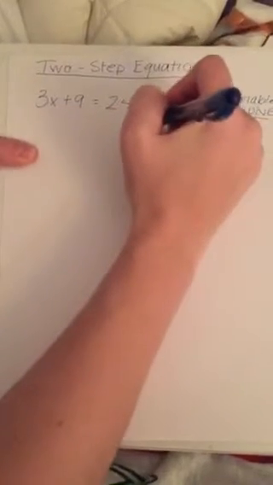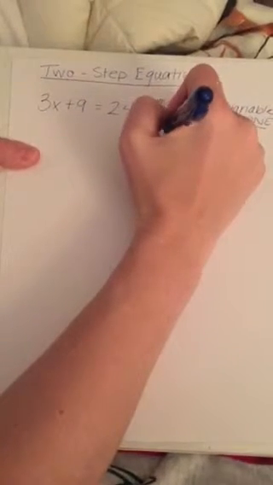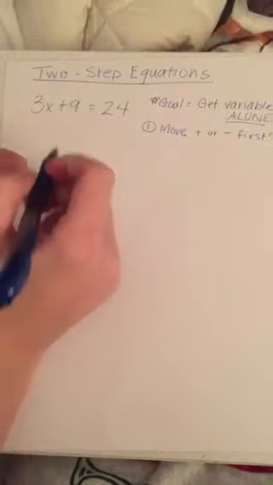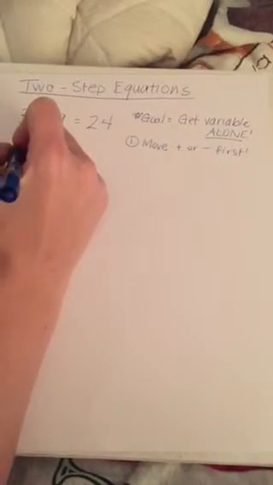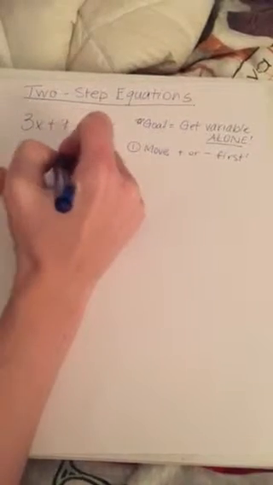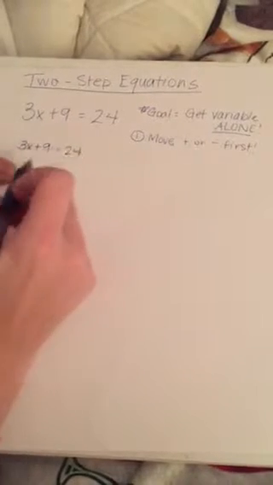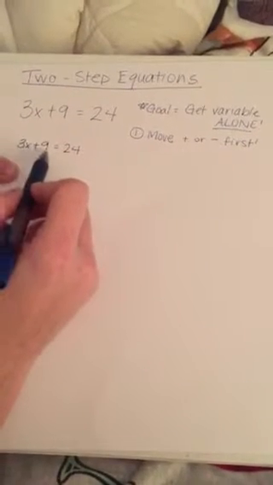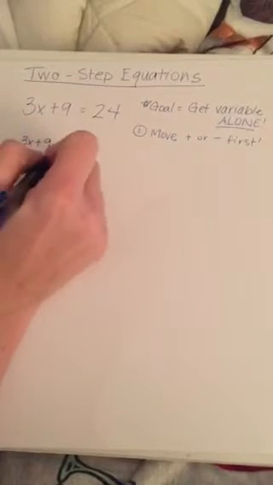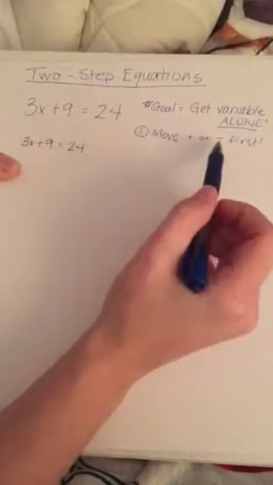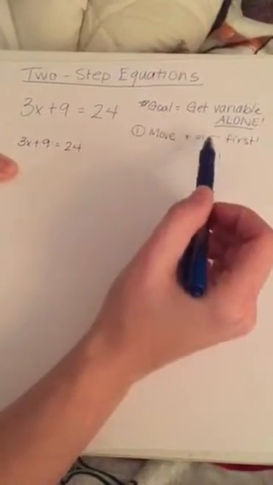And so there's only two steps. The first step is to move the addition or subtraction first. So what I'm going to do here is write this a little bit smaller, just so my problem doesn't run into my words. And if you look here, there's an x attached and a plus 9. So we're going to take the plus 9 and get that off the 3x first, because we always want to do addition or subtraction first.